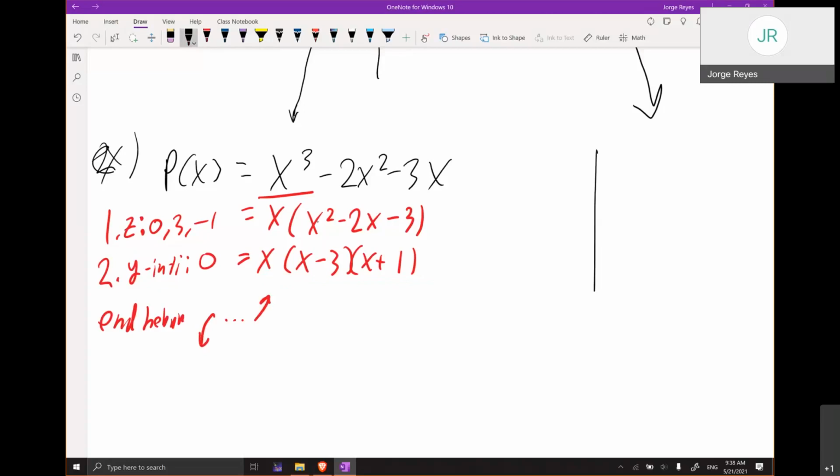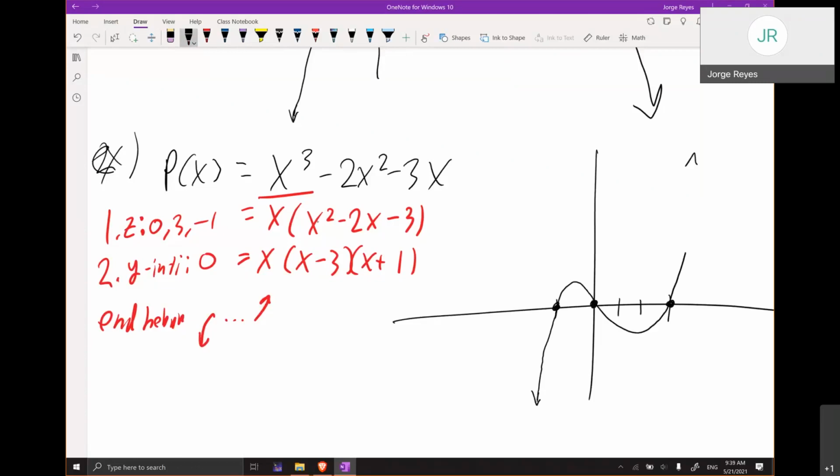So we can graph this. 0, 0, 3. So 1, 2, 3, and negative 1. And then my arrow starts down here and ends up there. So let's connect this smoothly. Ta-da! It's a graph.